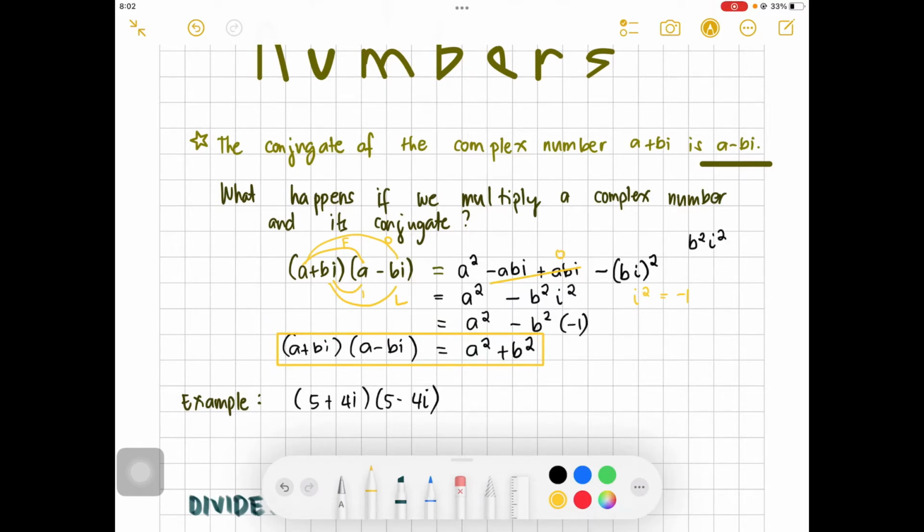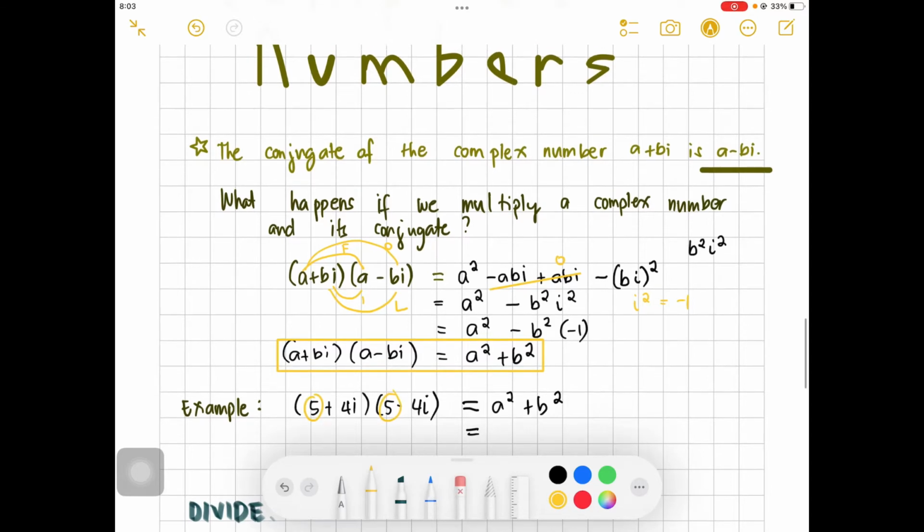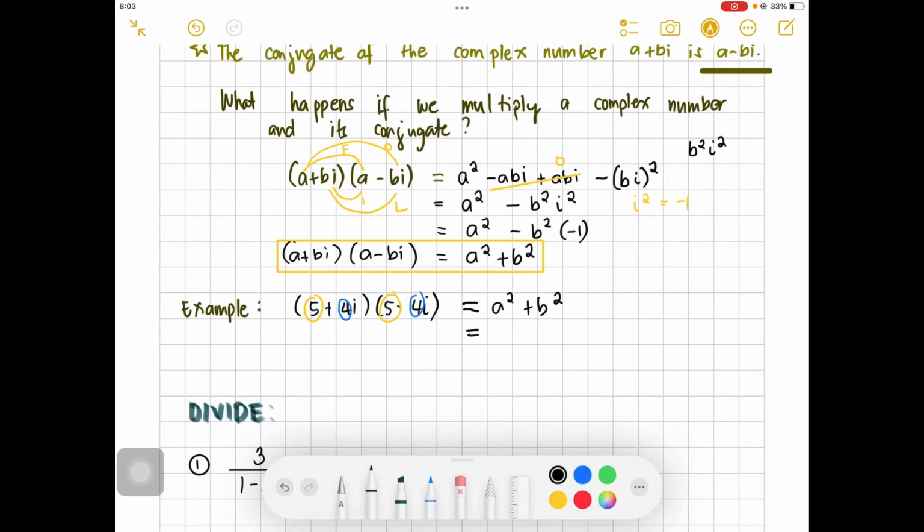a real number. Let us multiply 5 plus 4i and 5 minus 4i. So we are going to use a squared plus b squared. Our a here is 5 and our b is 4. 5 squared plus 4 squared. 25 plus 16, the answer is 41.